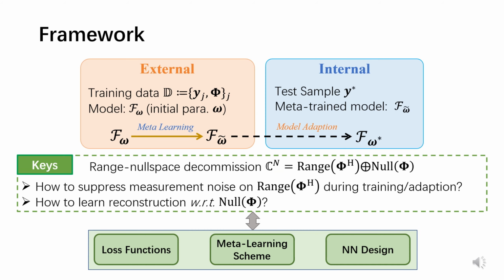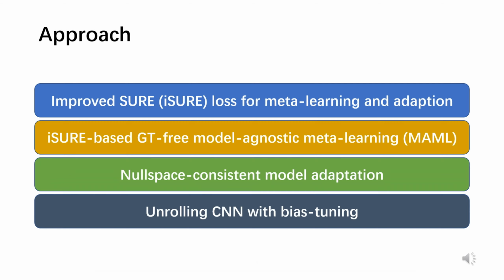The framework of our proposed approach includes two stages. First, train a model via meta-learning using only CS measurements. Second, adapt the meta-trained model to a test sample to exploit internal characteristics. The challenges are twofold: noise suppression for range space learning and zero information for null space learning. We address these challenges by developing new loss functions and improving the meta-learning process.